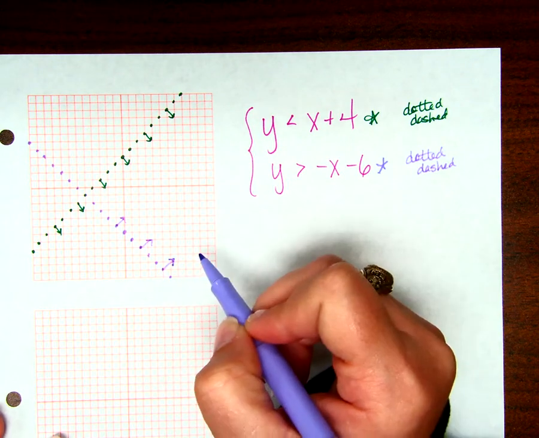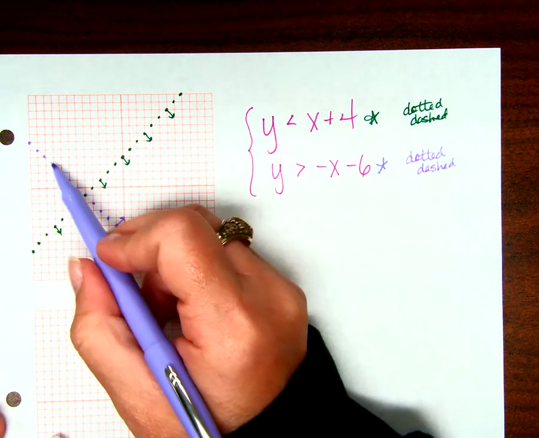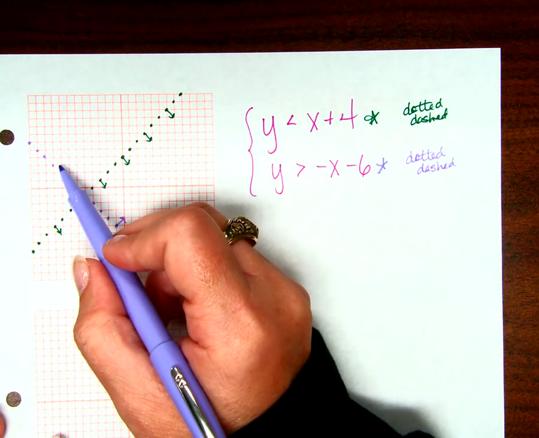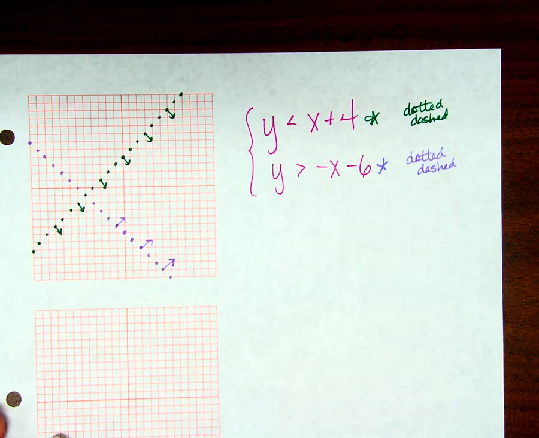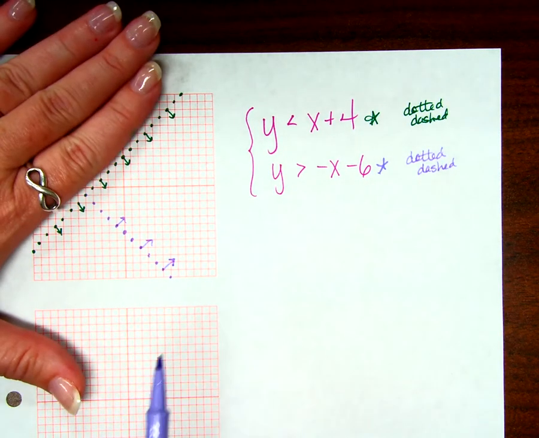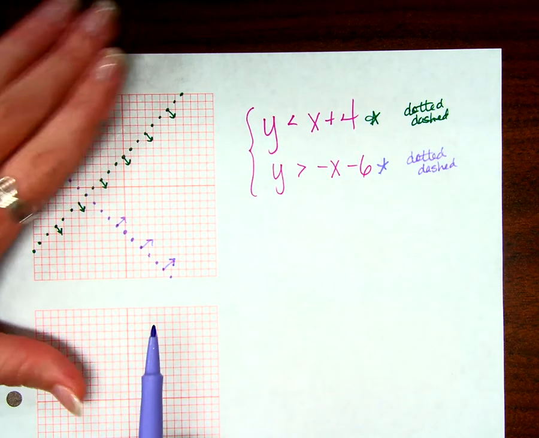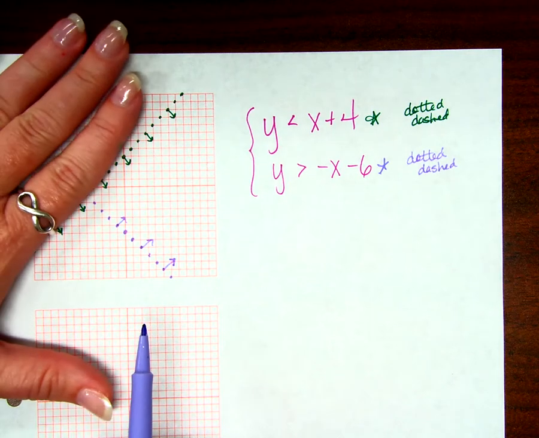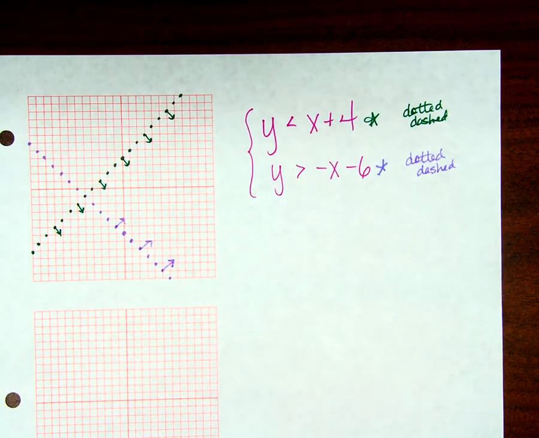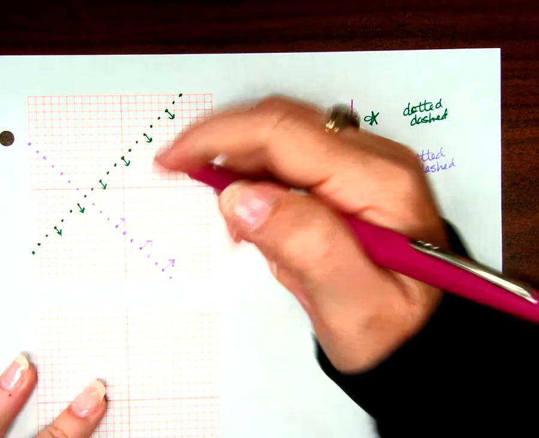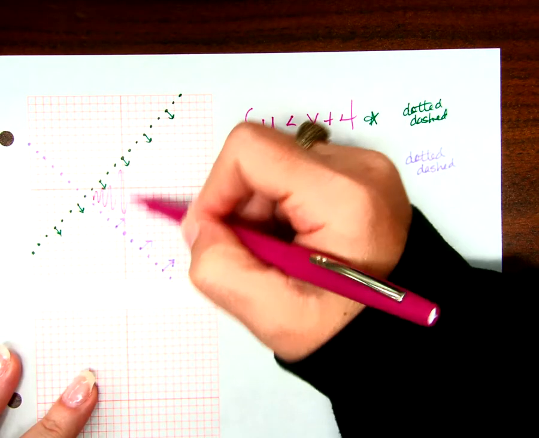Now here's the thing. Do I need to put an up arrow over here? Why not? Because I already know it's got to be below that line, right? I already know my answer's not going to be anywhere up there. So where ultimately am I going to shade for this problem? Just right here, right?